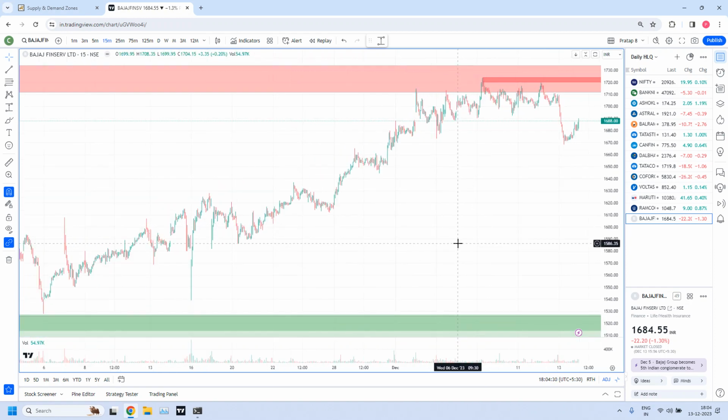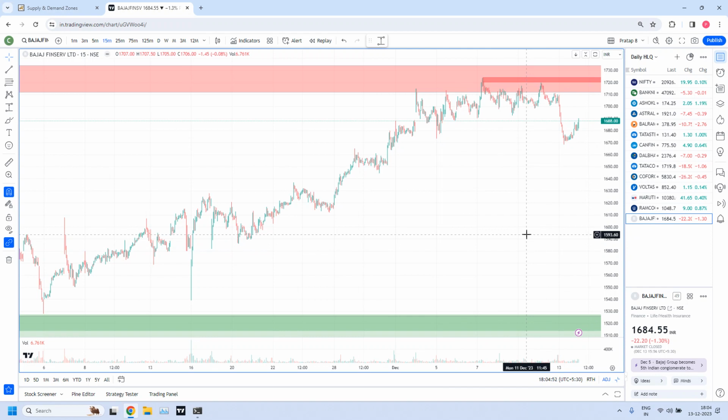So this is the analysis part of all our trades from yesterday's list, and a couple of stocks we have seen even from Monday's list. One is a successful trade, Ramco Cement, and Bajaj Finance we used to demonstrate how a zone is going to fail.